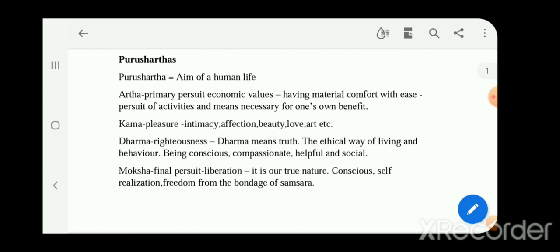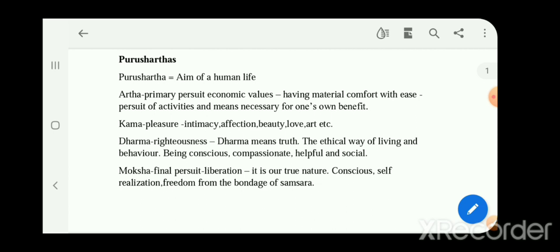Artha Purushartha means a primary pursuit which has economic values, like having material comfort. Just like I'll do some job or some business and I'll earn money, and then I have some bank balance and I live my life for my own benefit. That is called Artha Purushartha.